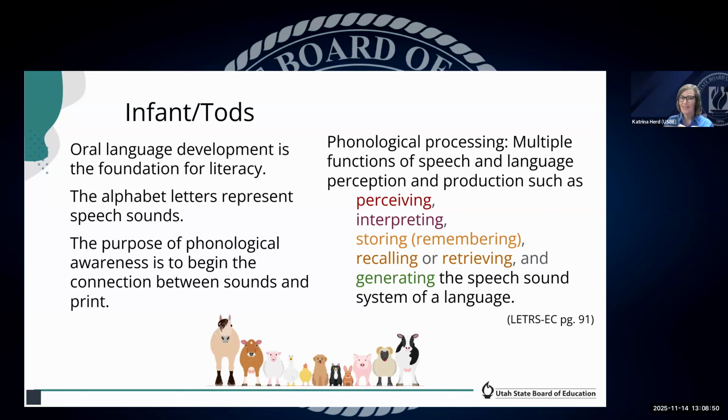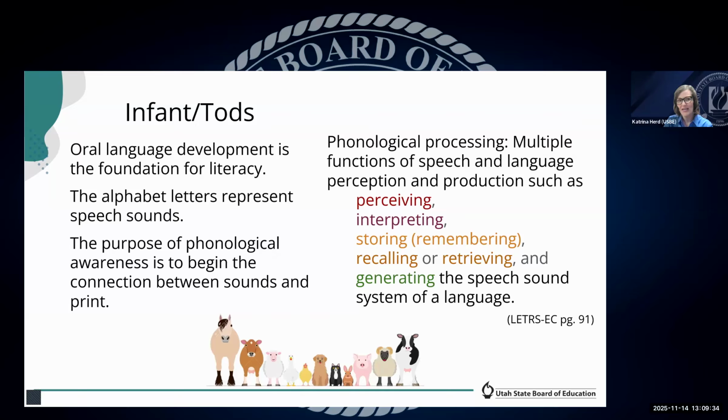Or a cow says moo. These are your building blocks to A says ah, and C says k. So cars goes vroom. All of these things, you're like, here's a picture, and this abstract thing can represent something concrete in the world. Phonological processing is that process by which your brain, those synapses, are going back and forth, holding sounds in, and then pulling them up when you need them, and then being able to produce them. So you're perceiving there is a sound, you're interpreting what does it mean, you're storing it, recalling it when you need to, and generating speech in a system of language.